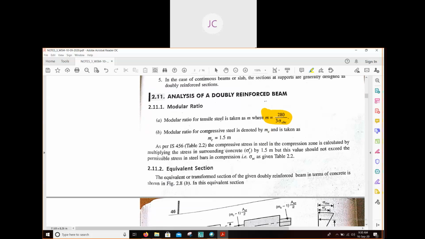Then we have to find out the modular ratio for compressive steel also. It will be nothing but 1.5 times of this M. MC, C for compression, will be 1.5 times of this value.